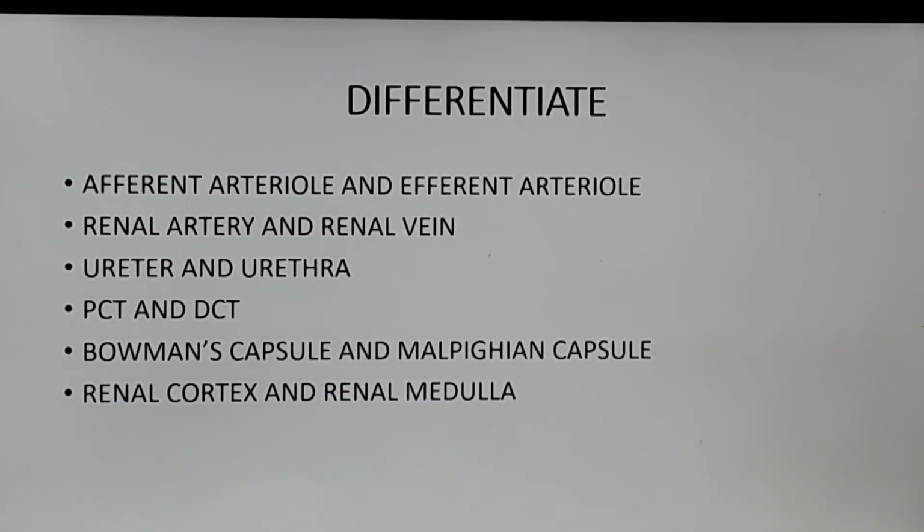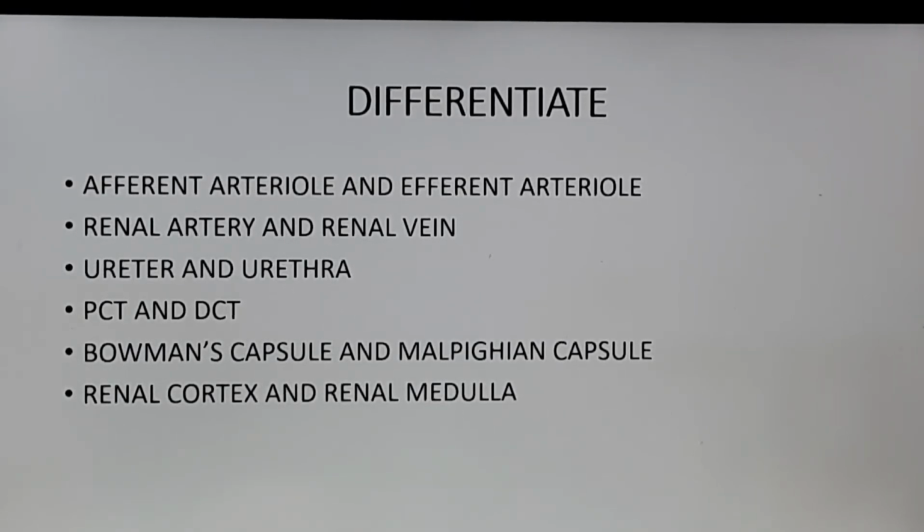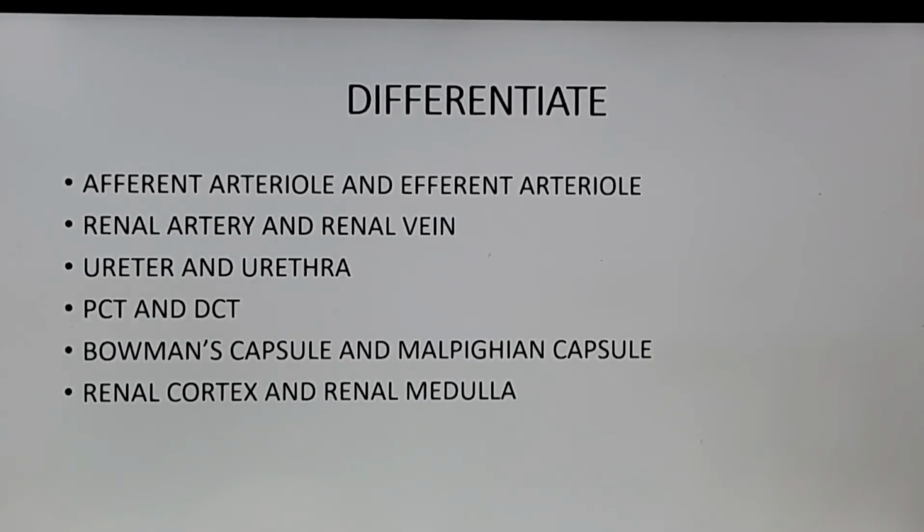Renal cortex and renal medulla. Location: renal cortex is the outer region of the kidney. Renal medulla is the inner part of the kidney. Remember, cortex is darker in color, medulla is lighter in color. Cortex has a dotted appearance, medulla has a striped appearance.